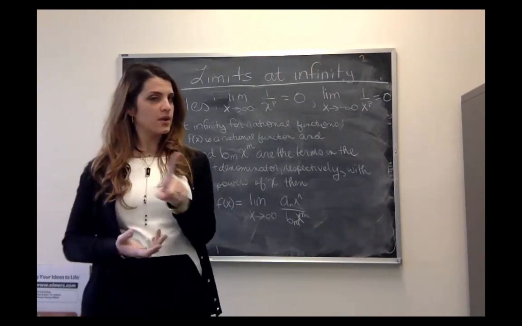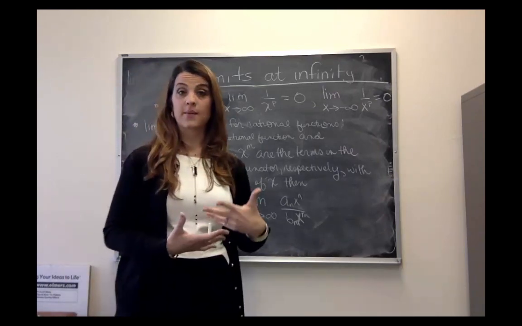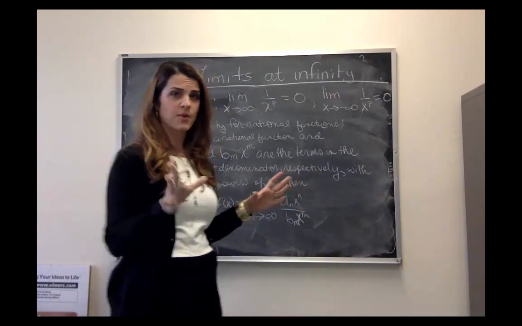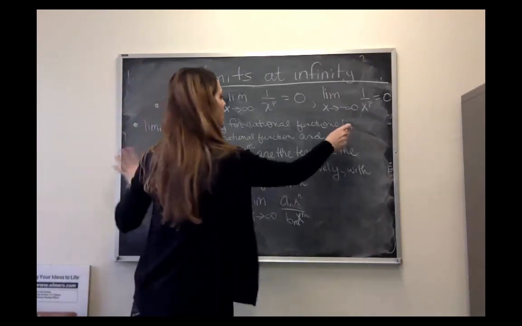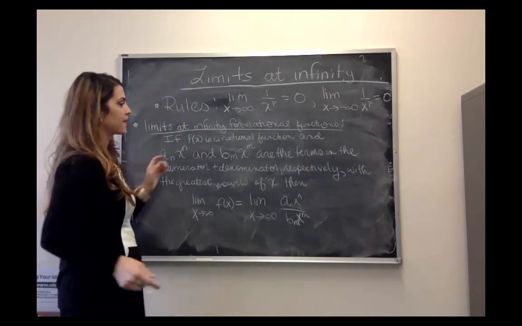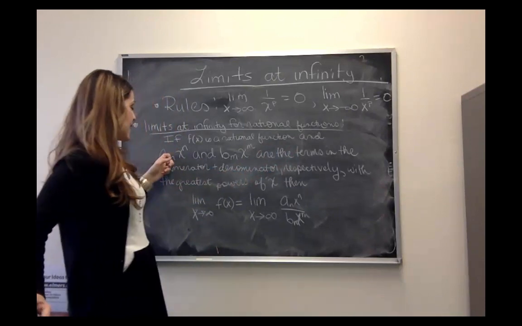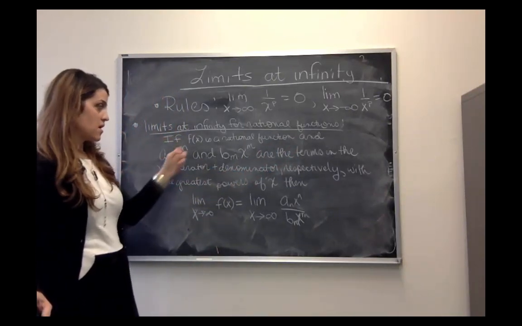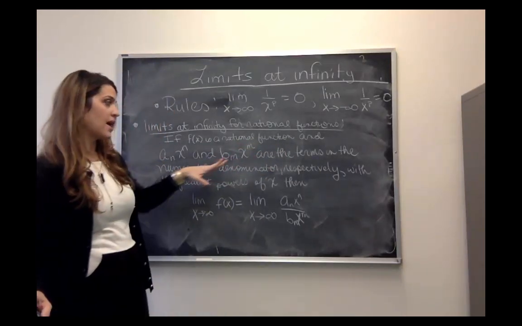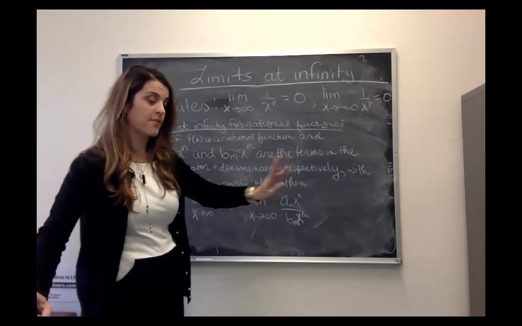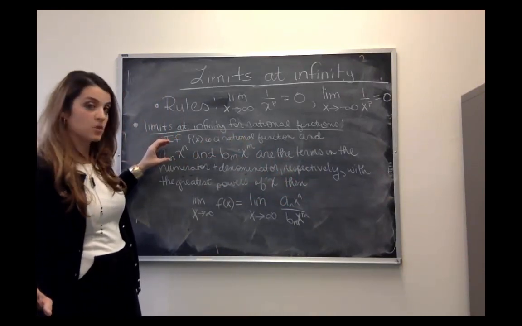Now, here's a really important rule, and it seems a little wordy, and it will make sense when we do an example, but this also has merit in itself, so make sure you can comprehend what we're going to say here. So limits at infinity for rational functions is the name of the rule that we're looking at. If f of x is a rational function, and a sub n x to the n and b sub m x to the m are the terms in the numerator and the denominator respectively. So if we stop there, these are both terms. This a sub n x to the n is a term in the numerator.